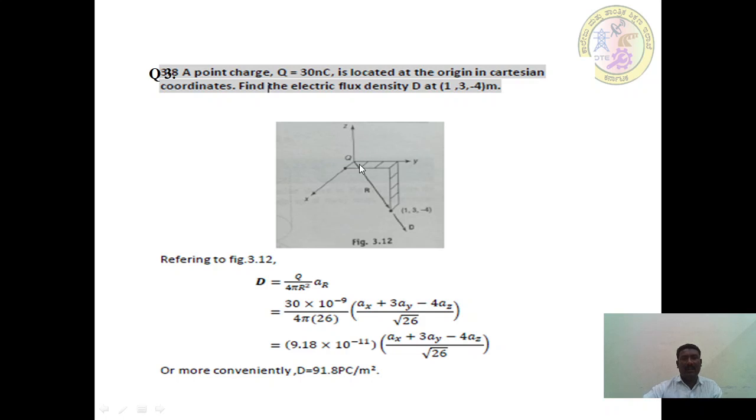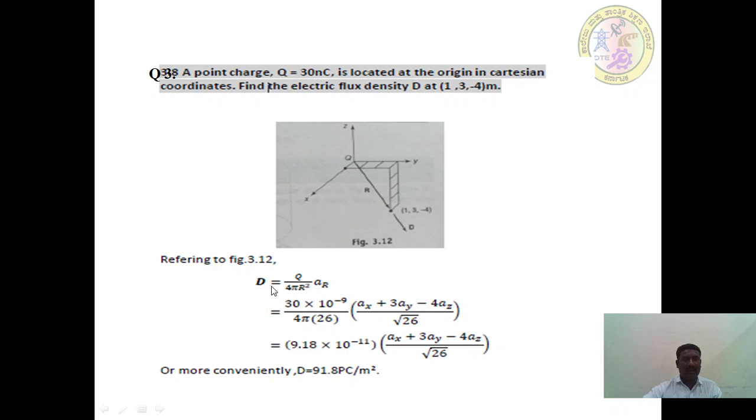Okay, let us observe this figure with respect to the given values. Here x is equal to 1, this is the x value. Then y is equal to 3, now this is y equal to 3. And z is equal to minus 4. Now this is the point, this represents 1, 3, minus 4. This is the position of the point P. From the origin, the diagonal distance is r, the radius is r.